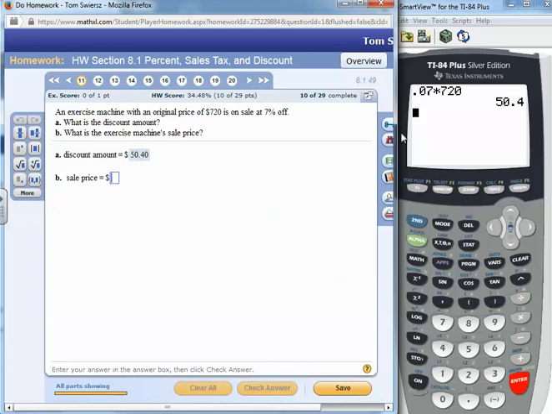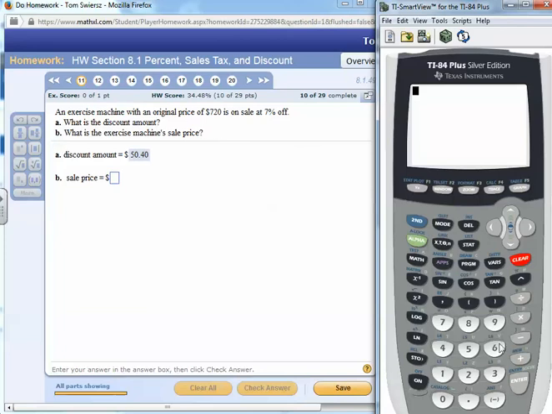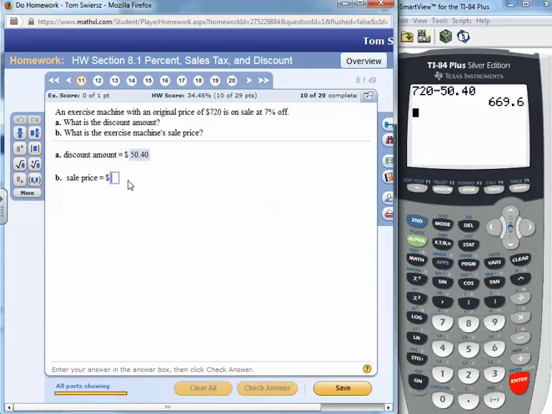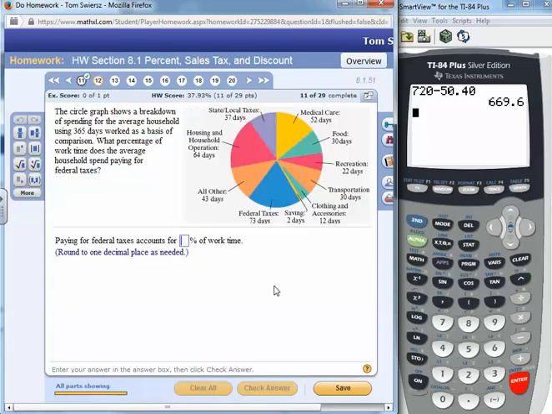What's the sale price? Well, the original price is $720. We're going to subtract off the discount amount, which is $50.40, and we're left with a total of $669.60. Okay, so we took the discount amount, subtracted it from the original price, which was $720, and that gives us the sale price.